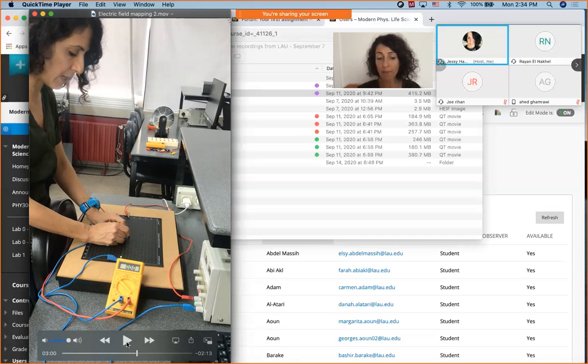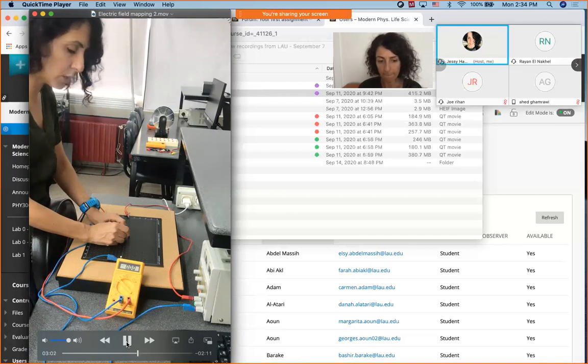And every time I find a point on my equipotential line, I would mark it on the white paper, you see? I think I don't need to write the coordinates. It's a waste of time. Just mark it on the white paper. And this is what I did, and this is what I'll be sharing with you.